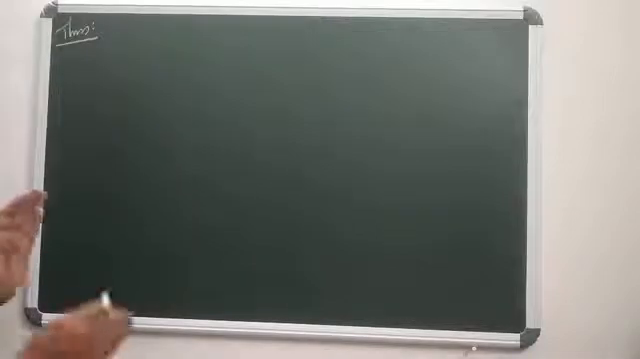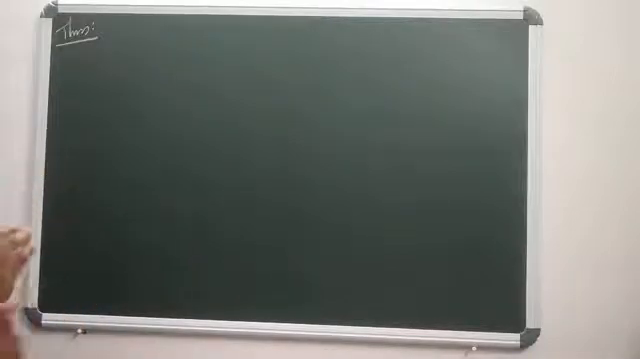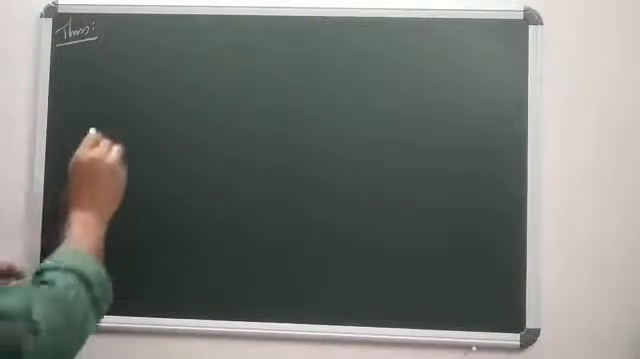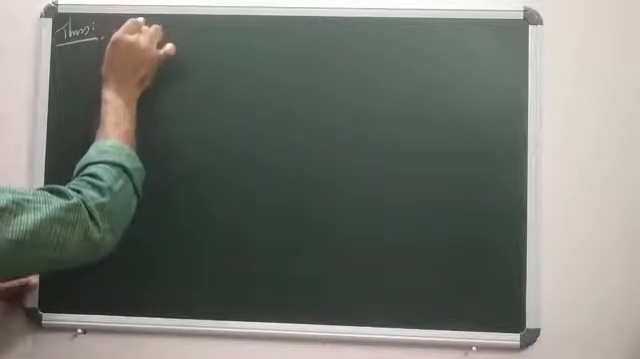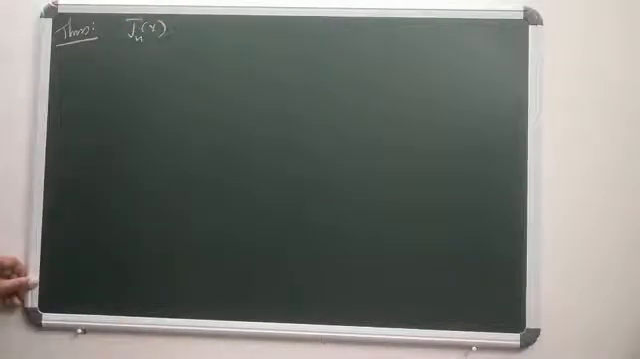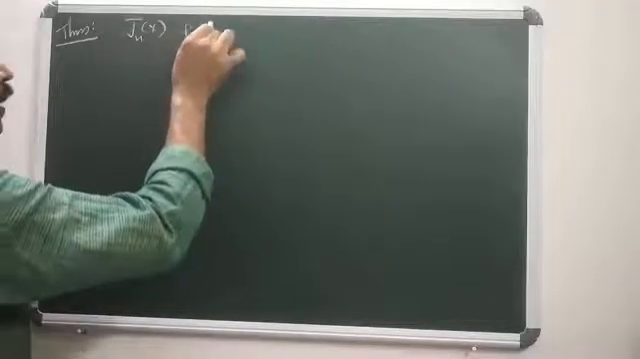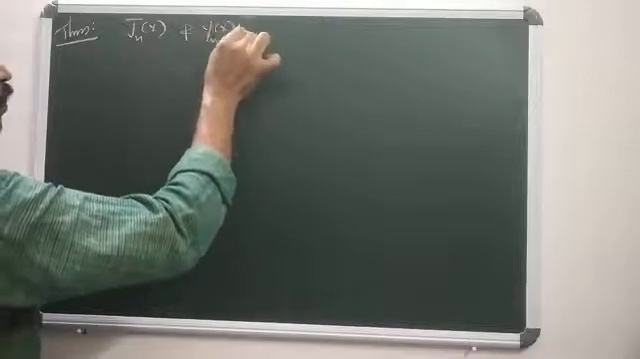Now we are going to an interesting result, because we see that J_p(x) and J_{-p}(x) are linearly independent, but when n is a positive integer, J_{-n}(x) and J_n(x) are linearly dependent. So the two independent solutions of Bessel's equation may be taken as one, J_n(x), and the other, Y_n(x).